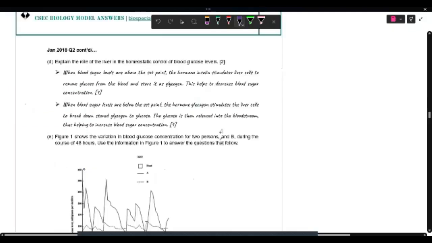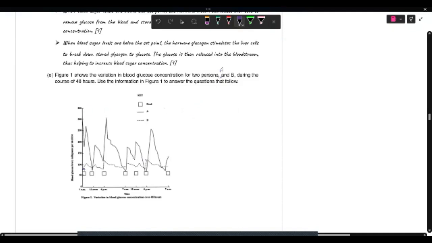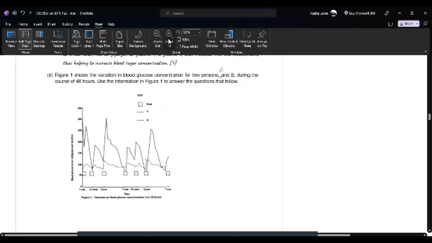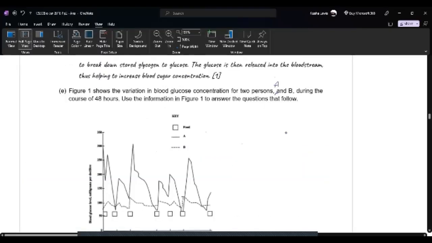Then for part E now, we have a graph here. Let me just zoom back in to make this a little bigger. Right, a little better.